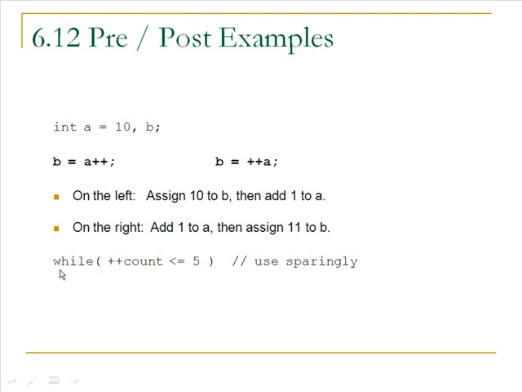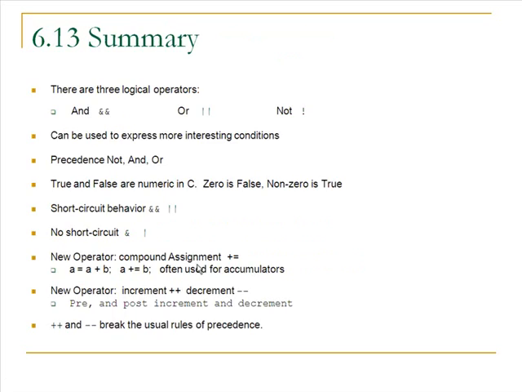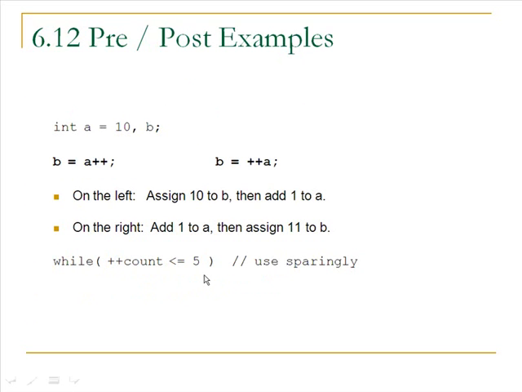You can mix them in with other operators. So in this while loop, for example, plus plus count is less than or equal to 5, what happens first? What gets compared to what? Well, this is a pre-increment, so we would add 1 to the count and then compare it to 5. So these should be used sparingly. They can make your code a little bit shorter, but they can also make your code more complicated.